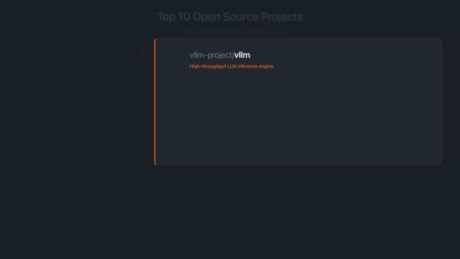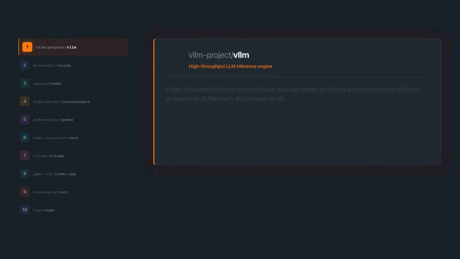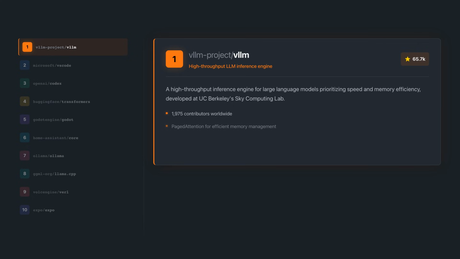Number 1. vLLM Project / vLLM. The leading open source project proves that inference speed is the new bottleneck everyone's racing to solve. Born from UC Berkeley's Sky Computing Lab, vLLM introduced paged attention, a memory management technique that fundamentally changes how GPUs handle large language models. The result? Inference speeds that can be 24 times faster than naive implementations. Number 2.